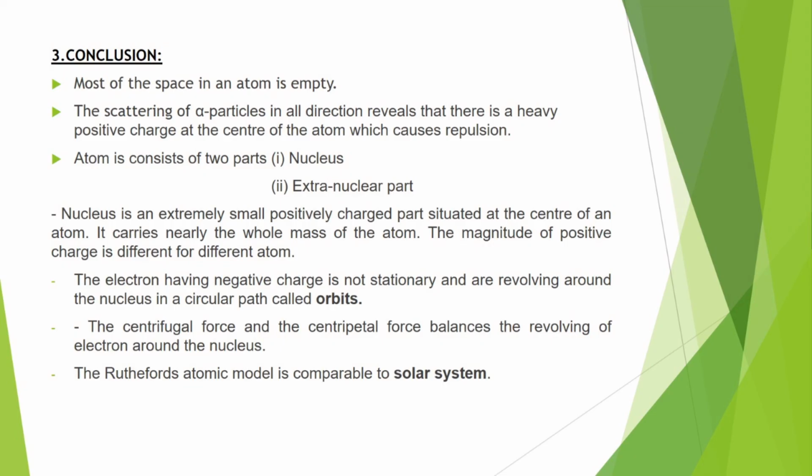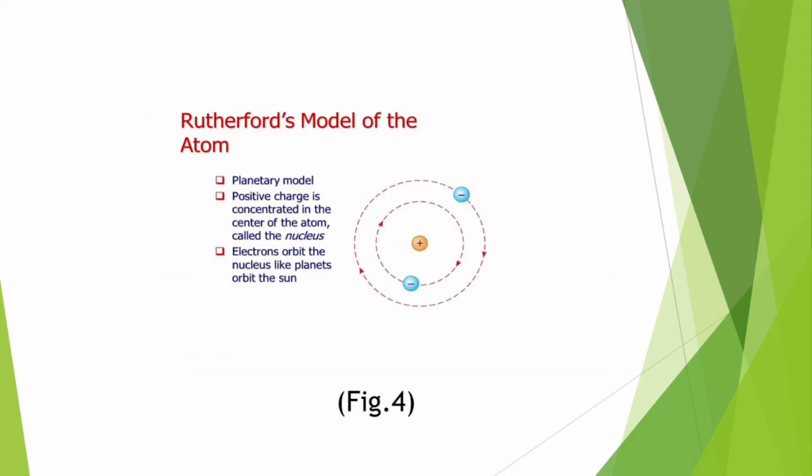However, the negatively charged particle, that is the electron, is revolving around the nucleus continuously in a circular path. That circular path is known as an orbit. Then he said that there are two types of forces existing, that is centripetal force and centrifugal force, which balance the revolving of the electron around the nucleus. This Rutherford's model of the atom can be compared with the solar system.